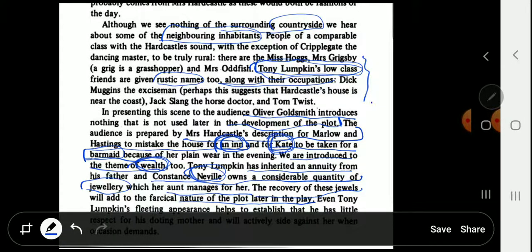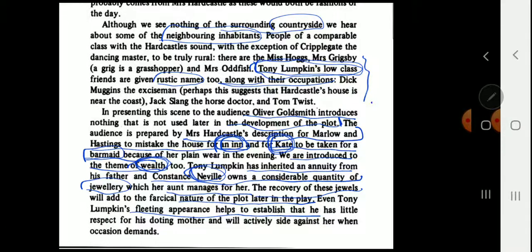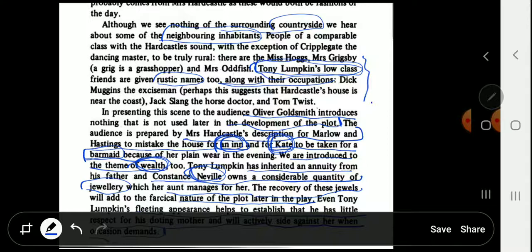Even Tony himself, his fleeting appearance helps to establish that he has little respect for his doting mother and will actively side against her when the occasion demands. So, do you see, students, from the beginning of the play everything is put in the right direction for the audience to understand what will happen in the play. This is all when it comes to Act 1, Scene 1.